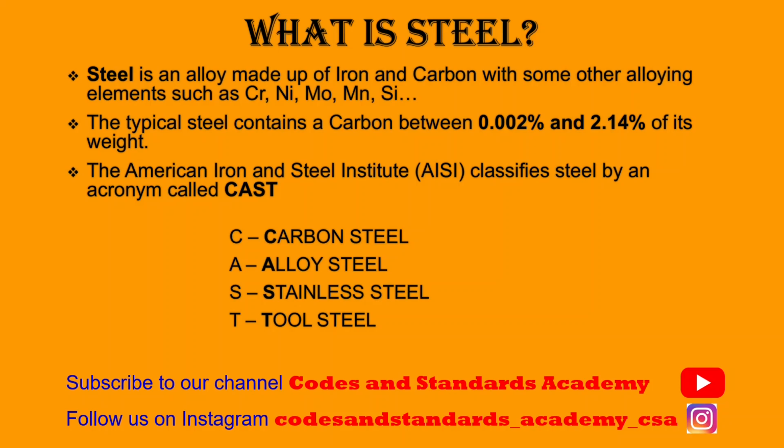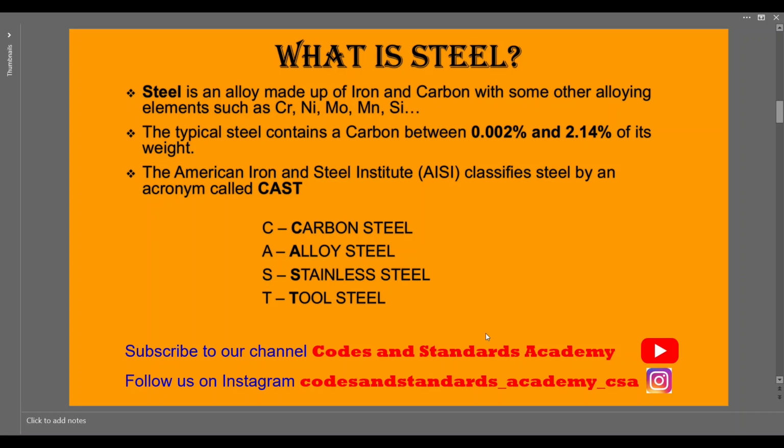The American Iron and Steel Institute or AISI classifies steel by an acronym called CAST. C for carbon steel, A for alloy steel, S for stainless steel, T for tool steel. Now let's learn about these four types of steel in detail.